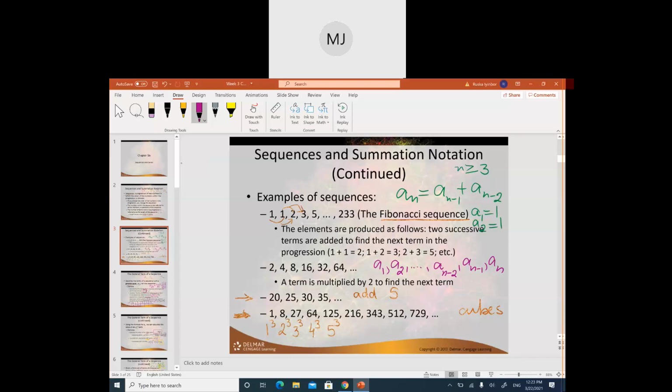Now, if you're talking about the Fibonacci sequence, A_1 is 1, A_2 is 1, A_3 is 2, A_4 is 3, A_5 is 5. What is A_6? What is going to be A_6?